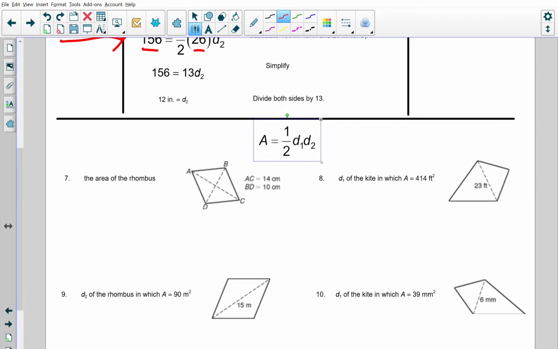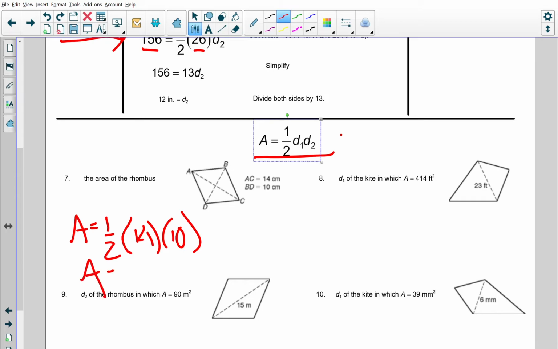I'm going to do a couple examples. Here you see we've got the equation, our formula. So fill it in. We're looking for the area, which we know is 1/2 times the product of the diagonals, which is 14 times 10. So half of 14 is 7 times 10 is 70 square centimeters.